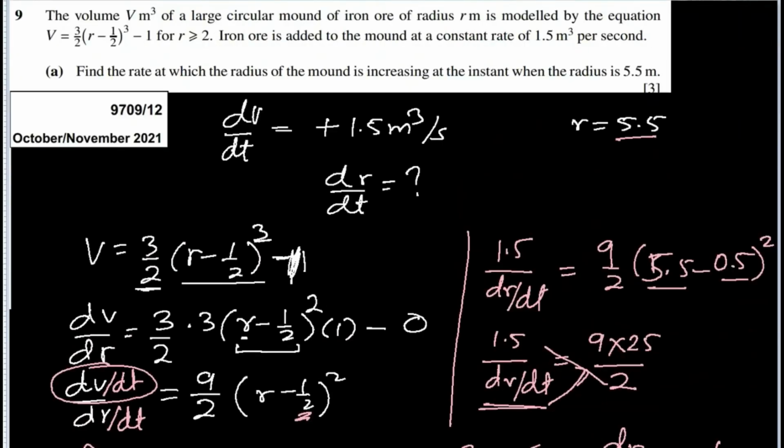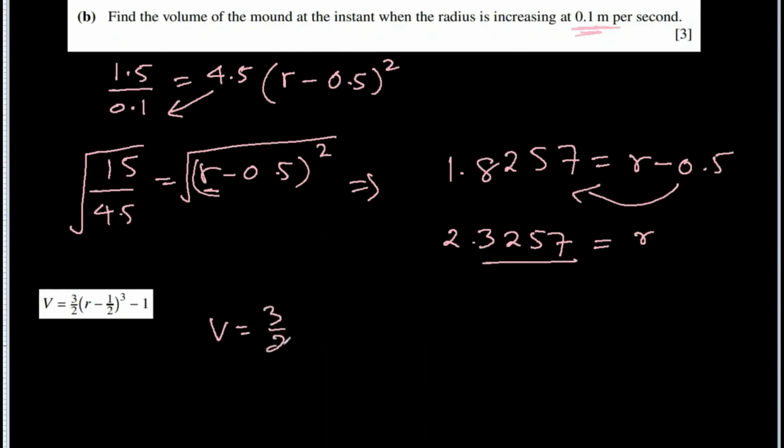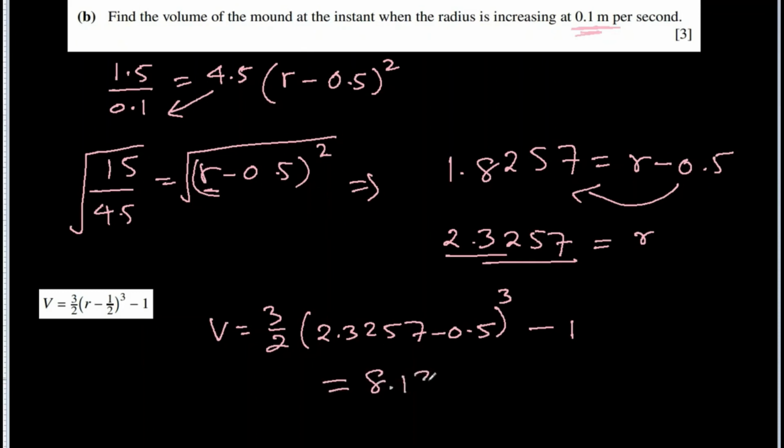Let's go back to the equation they give and let me copy that equation so that we can use it to find volume. So paste it and we will substitute r and we'll get volume. V equal to 3 over 2. R is known to us now, 2.3257 minus 0.5, squared, cube minus 1. And let's put this in our calculator. We'll get our volume, which is equal to 8.13 meter cube.